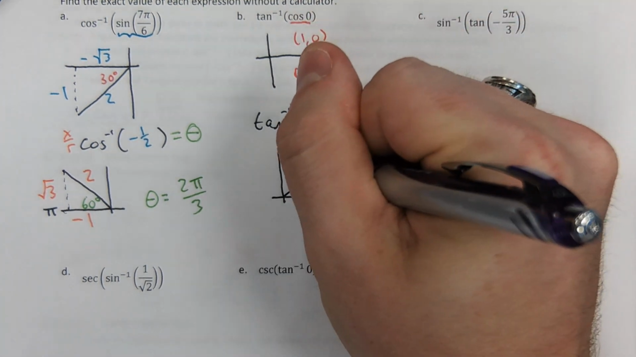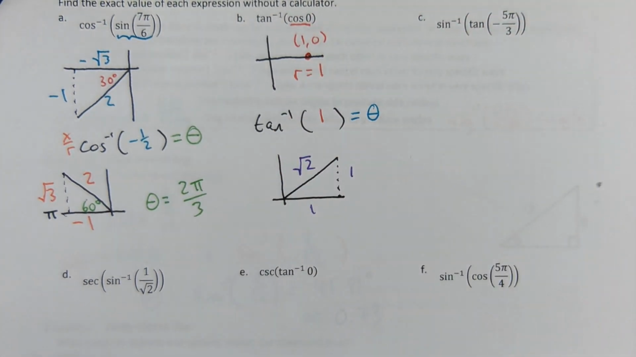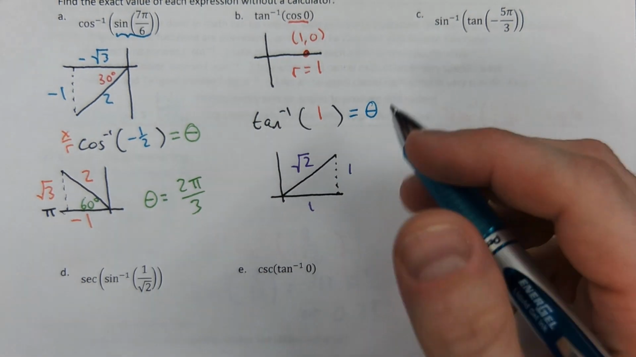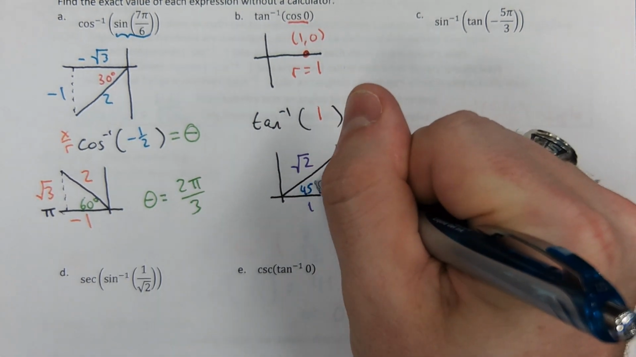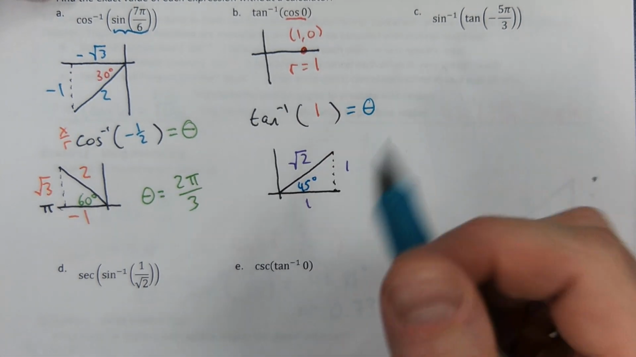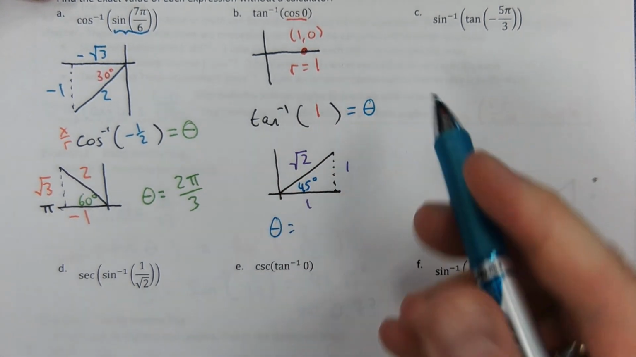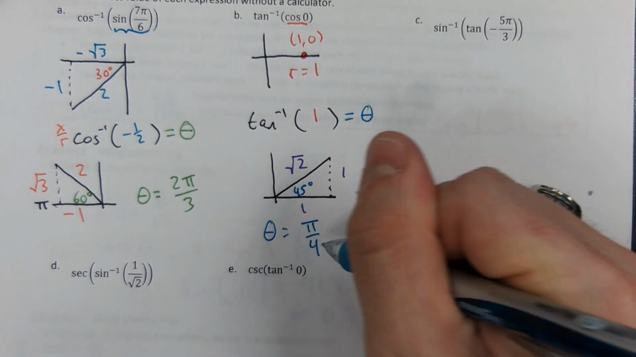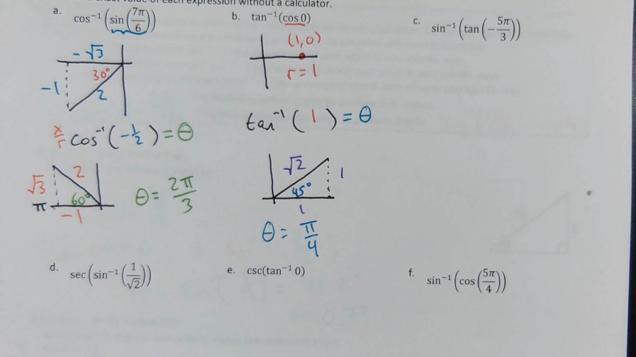That means the radius is a root 2. And our theta goes right here. What is that as a reference angle? That is a 45-degree reference angle. So our answer is in quadrant 1, in radians, it's pi over 4. And there it is.